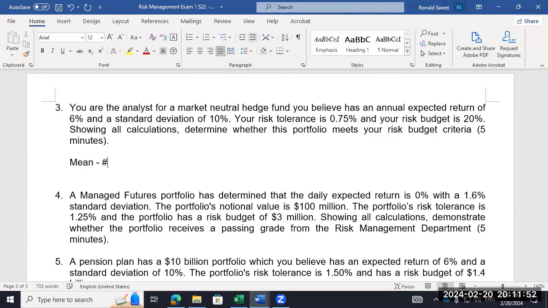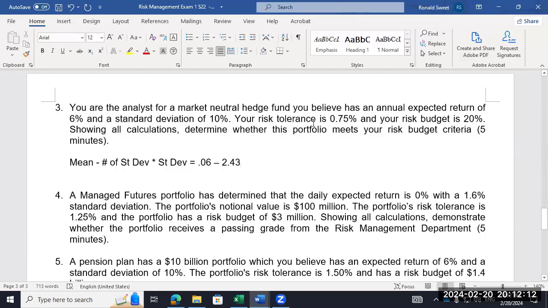Number of standard deviations. Standard deviation. Okay, let's actually write it out here. So what's the mean here? 0.06. 2.43. Is that what y'all got? 2.43, does that sound right?